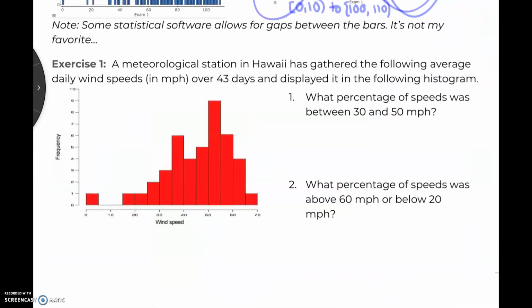So let's jump into an exercise right below that. Pause the video, answer the question, see if you can come up with the answers, and then look at the answers afterwards. Here we're looking at data from a meteorologist in Hawaii who's gathered the following average daily wind speeds over 43 days and displayed them in a histogram. What percent of speeds was between 30 and 50? We're looking within these two groups, and we want to know what percentage are in them.